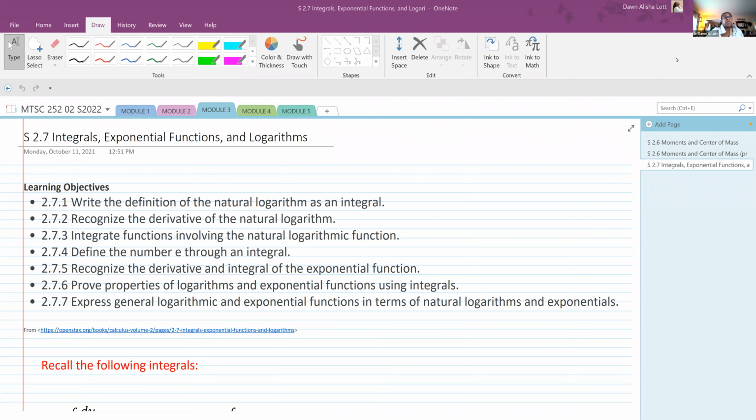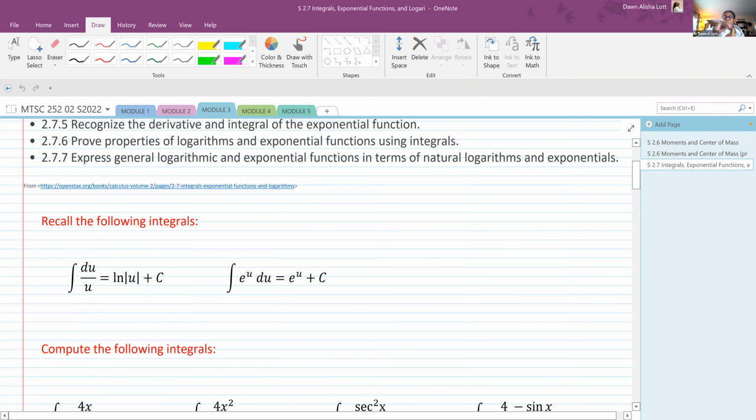So this last section of the module, which is integrals, exponential functions, and logarithms, we actually have done most of this. We wrote the definition of the natural logarithm as an integral. We've done that. Recognize the derivative of the natural logarithm. Integrate functions involving the natural logarithm. Recognize the derivative and integral of the exponential function. Prove properties of logarithms and exponential functions using integrals, and express logarithmic and exponential functions in terms of natural logs and exponentials. Okay, so we've done most of that.